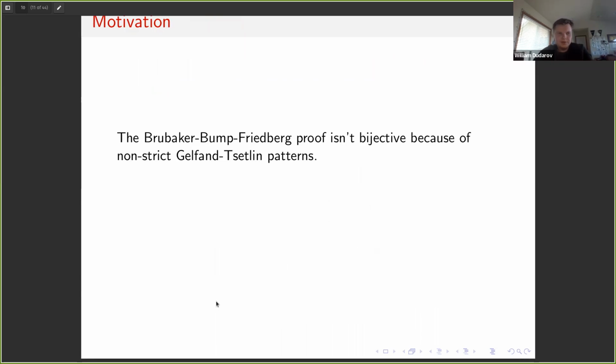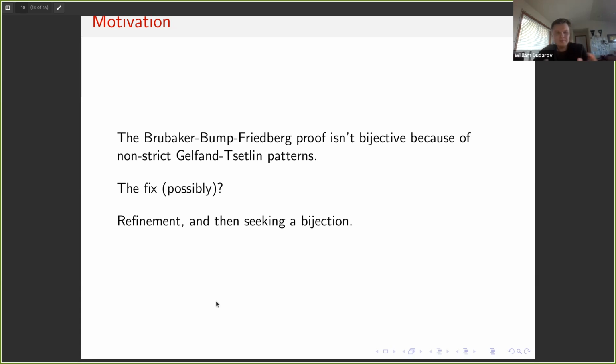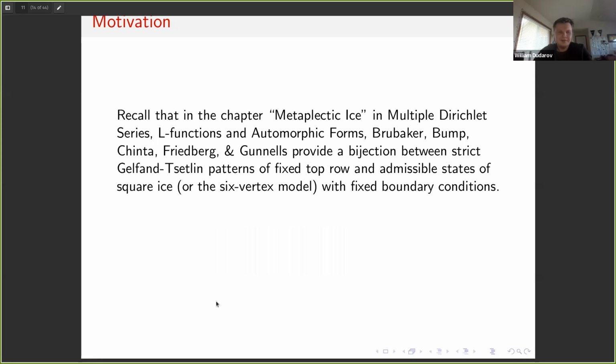So the motivation for this work is just that the Brubaker-Friedberg proof isn't bijective because of non-strict Gelfand-Tsetlin patterns. The fix, possibly, is refining Gelfand-Tsetlin patterns and then seeking a bijection with these refined Gelfand-Tsetlin patterns, which was what we tried to do at the very beginning of our efforts, and that wasn't very good. That wasn't very fun. We decided to work with lattice models instead.